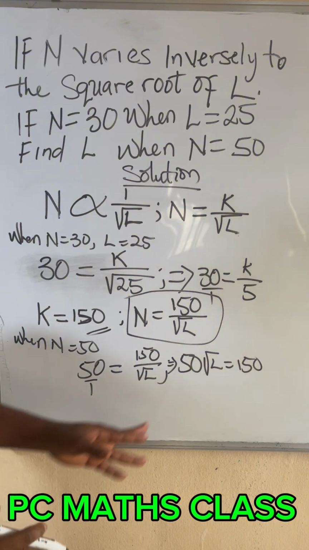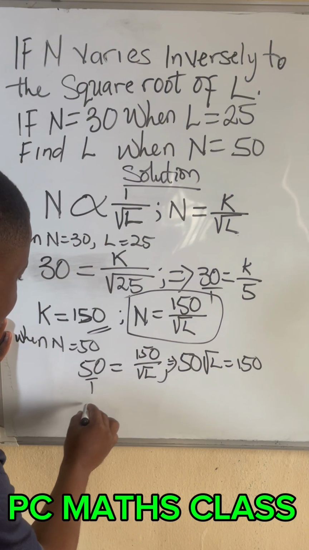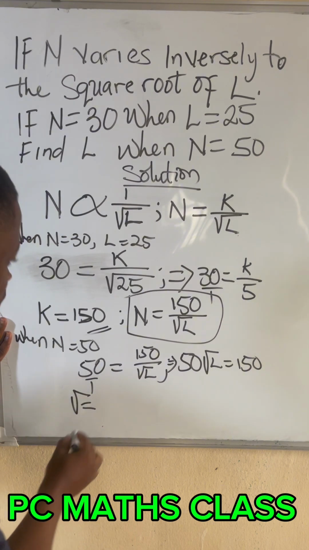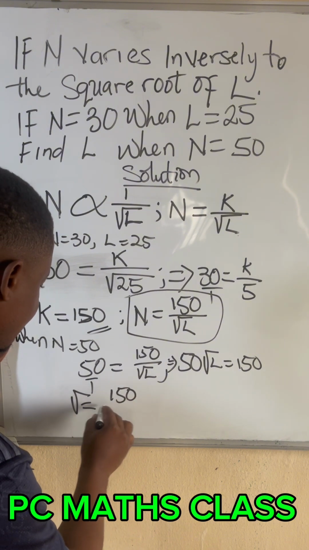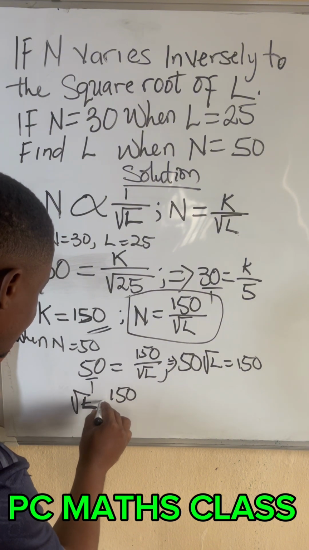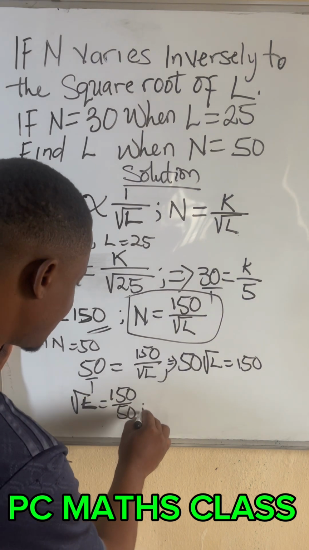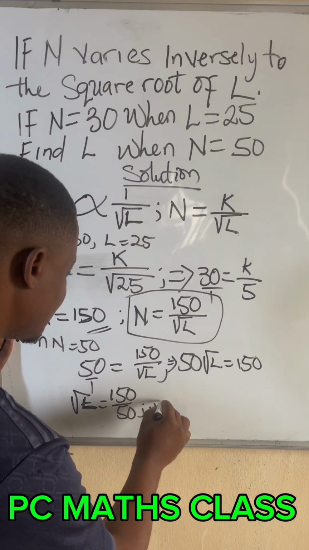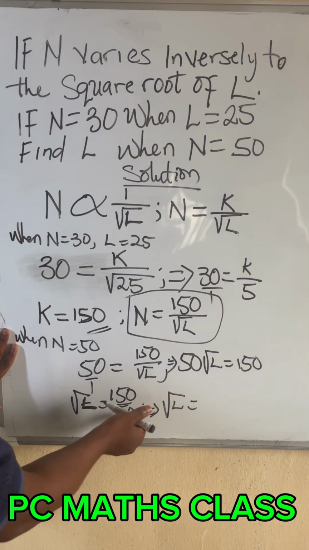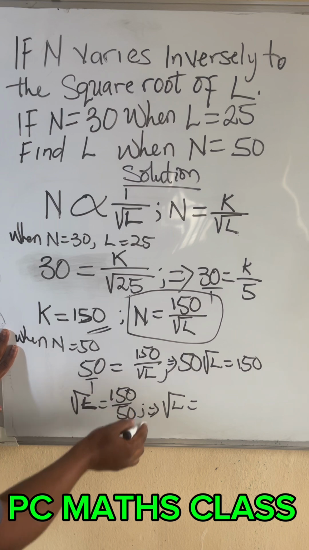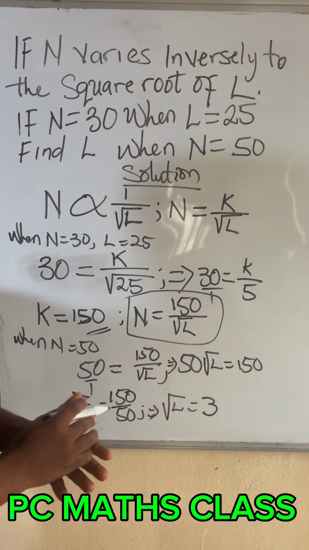If we divide both sides by the coefficient of root L, we are going to have that root L is equal to 150 divided by 50. So this implies that root L is equal to, dividing here, if the 0 cancels here, we have 15 divided by 5, we're going to have 3. So root L is equal to 3.